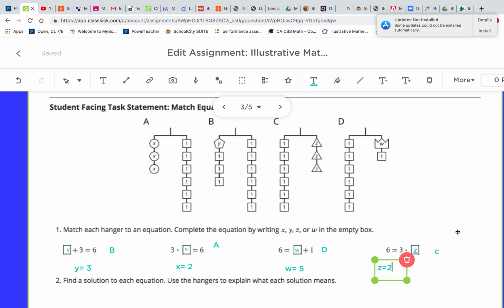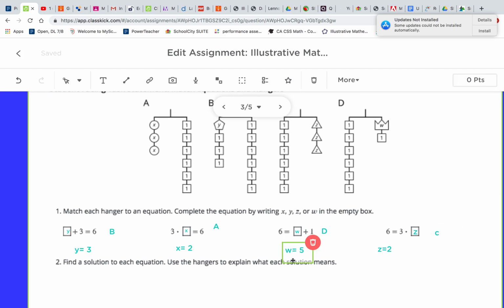Okay, so you can see here that I have the answers to the equations. You don't have to worry about putting them underneath number 2. We can just clearly see here what each of these letters is actually worth in order to balance the hangers.